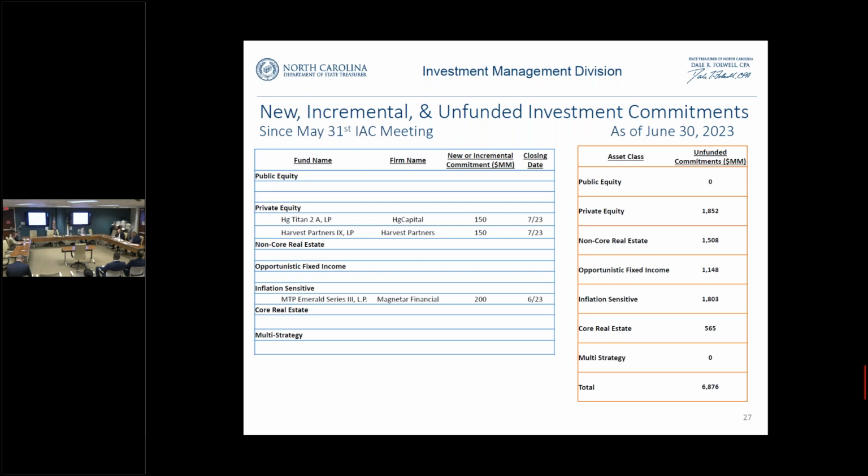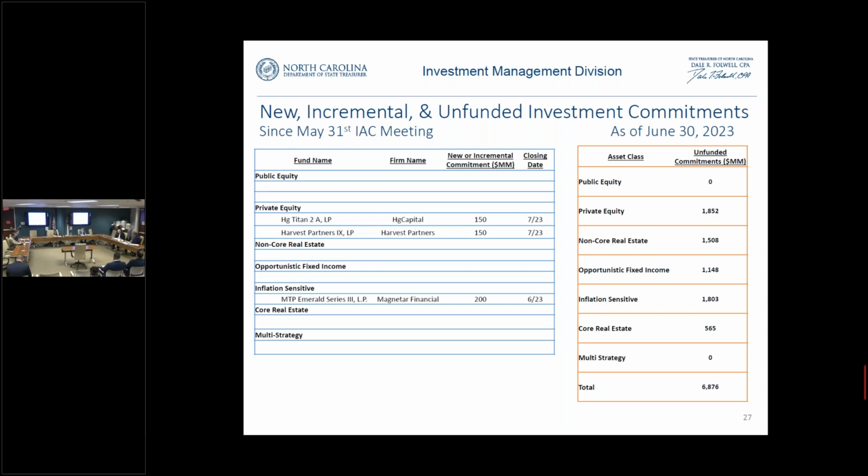So moving on to slide 27, our new and incremental and unfunded commitments. On the left side of the page here, anything new? We had 2 new things in private equity. I know they're presenting later, so maybe Greg will touch on those at that point. Those were in July, as well as Magnetar on the inflation side that was in June. So those are the only 3 things since the last time we sat down.